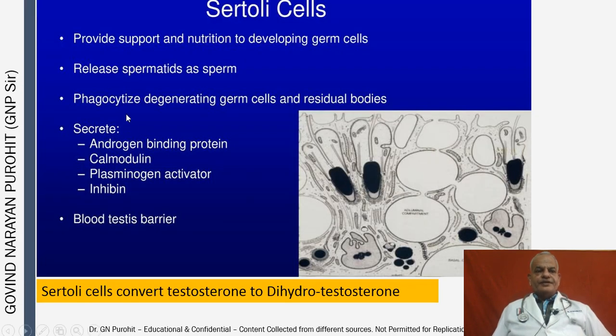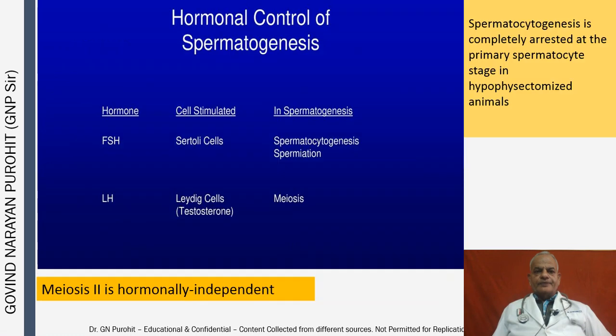The Sertoli cells, they provide nutrition and support to the developing germ cells. They release spermatids as spermatozoa. They phagocytose degenerating germ cells and the residual bodies. They secrete the androgen binding protein, calmodulin, plasminogen activator, inhibin, and they act as the blood testis barrier. Sertoli cells convert testosterone to dihydrotestosterone. The spermatocytogenesis is completely arrested at the primary spermatocyte stage in a hypophysectomized animal. So meiosis 2 is hormonally independent, but meiosis 1 is hormonally dependent.